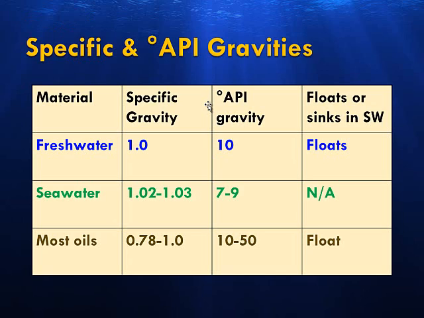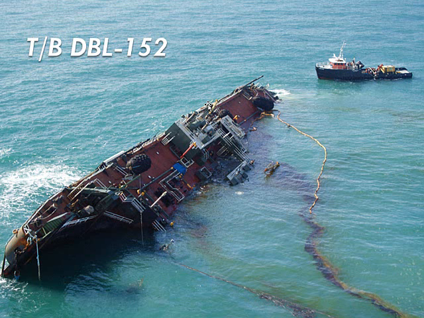To give you another view of it, fresh water has a specific gravity of 1, so if it's less than 1, it's going to float. The API gravity of fresh water would be 10. Seawater is a little bit more dense, so it has a higher specific gravity, but a lower API gravity. Most oils are floating oils, so they tend to be less than 1 specific gravity and greater than 10 API gravity. There are some that are particularly heavy, and I'll touch on those a little bit, including this one.